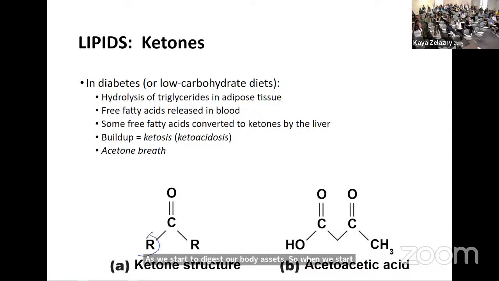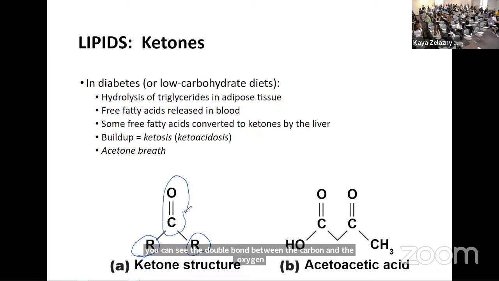So we'd have remaining groups at the R and the R. So you'd have variable functional groups there. And you can see the double bond between the carbon and the oxygen where we had that attachment to the glycerol. And we'll talk about some byproducts as we get into metabolism. Think about how we break down triglycerides, how we break down glucose, how we break down proteins. Those ketones are related to our triglycerides.